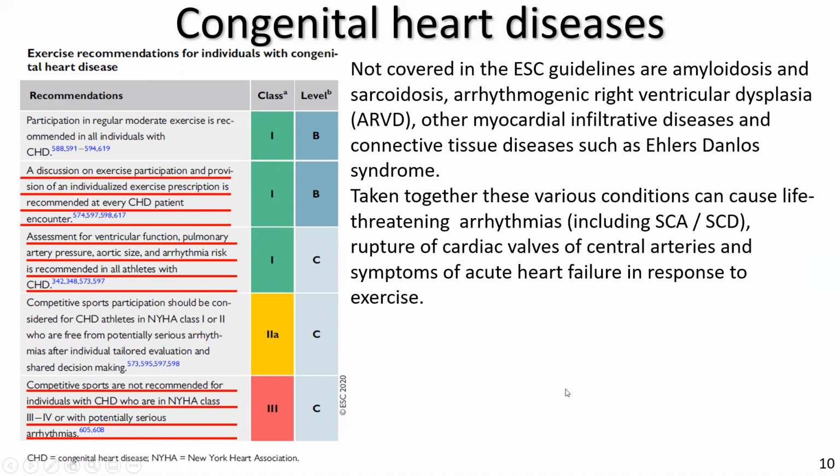Now, I just want to finish this section by saying that not covered in the European Society guidelines, but are related to the topics covered in part 3 of this series of presentations, conditions such as amyloidosis and sarcoidosis, arrhythmogenic right ventricular dysplasia or ARVD, other myocardial infiltrative diseases, and connective tissue diseases such as Ehlers-Danlos syndrome. Taken together, these various conditions can cause life-threatening arrhythmias all the way up to sudden cardiac arrest, sudden cardiac death, rupture of cardiac valves or central arteries, and symptoms of acute heart failure in response to exercise.